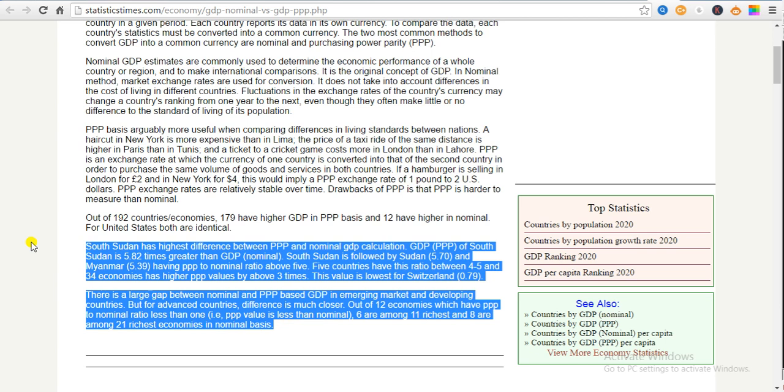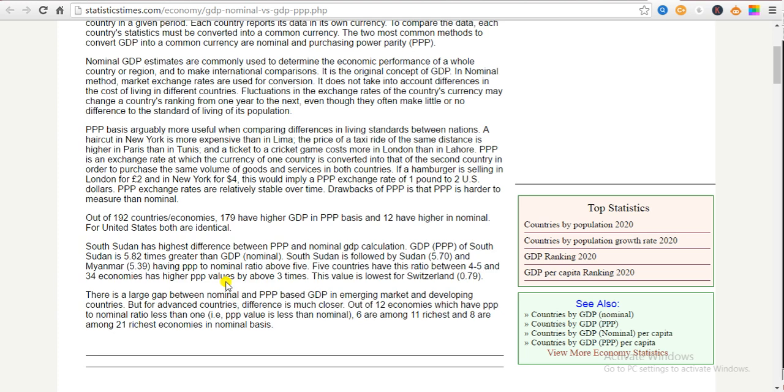So South Sudan has the highest difference between PPP and nominal GDP calculation. The PPP of South Sudan is 5.82 times greater than the nominal GDP. South Sudan is followed by Sudan at 5.7 and Myanmar at 5.3, having a PPP to nominal ratio above 5. Okay, so this is something as a trader you're going to be looking for, the nominal ratios, and you're going to have an average and all of those things. We're not going to get into that in this video.